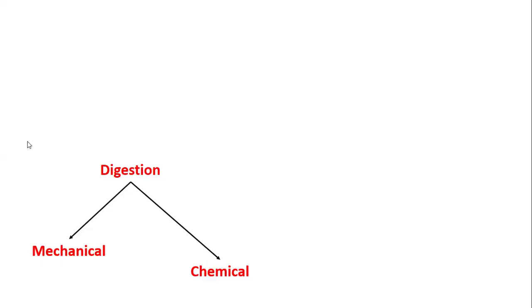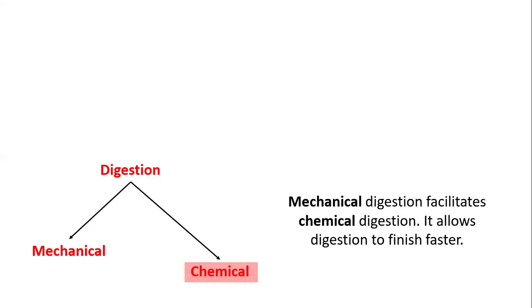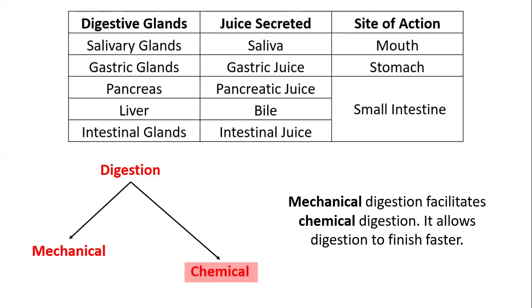Okay, what about the mechanical, you'll say? So chemical is done by the enzymes. Mechanical, like chewing, like mixing food in the stomach. Okay, mechanical, we are just turning the food into smaller pieces. For example, the mechanical digestion of starch results in smaller pieces of starch, but it does not turn starch into monosaccharide. Okay, chemical digestion is done by the juices secreted by the glands. Mechanical digestion facilitates chemical digestion. It makes it faster.